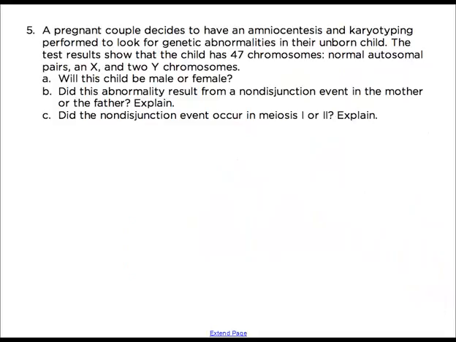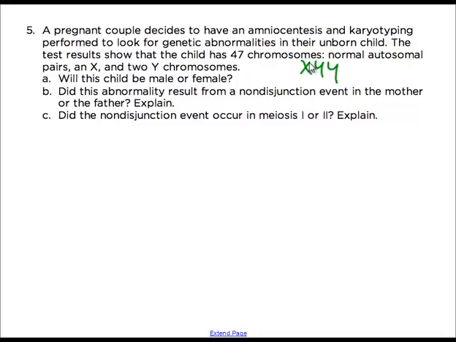Okay, question 5. A pregnant couple, well, I assume the woman is the one who's pregnant, decides to have an amniocentesis and karyotyping performed to look for genetic abnormalities in their unborn child, the fetus. The test results show that the child has 47 chromosomes, normal autosomal pairs, meaning everything but this X chromosome is good, and X and two Ys. So we would say that this child basically is X, Y, Y.